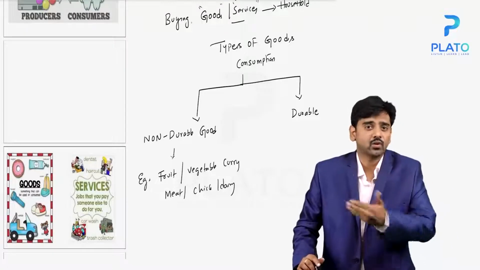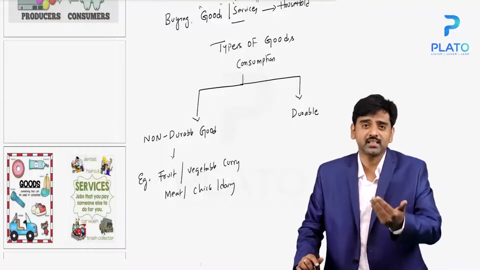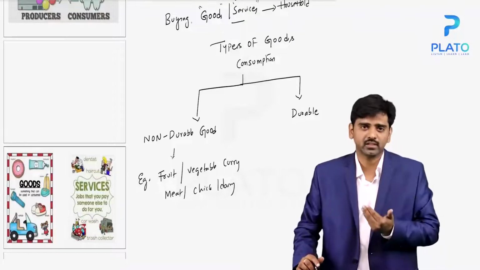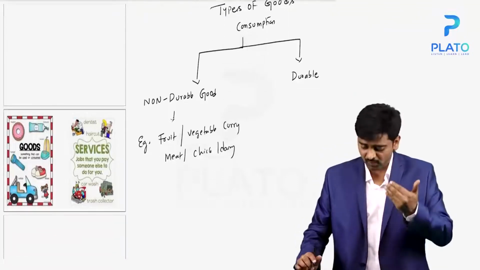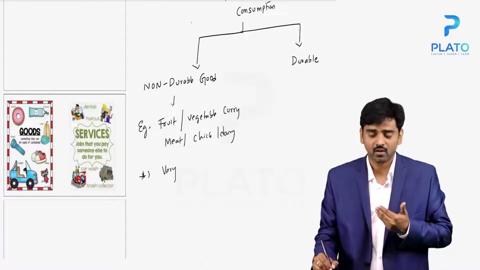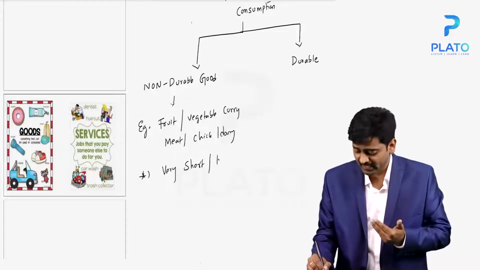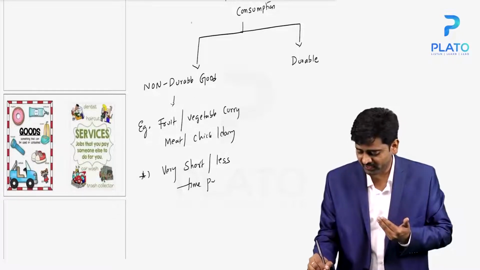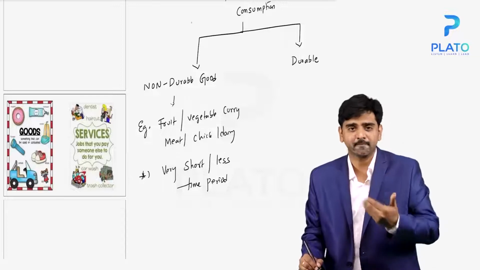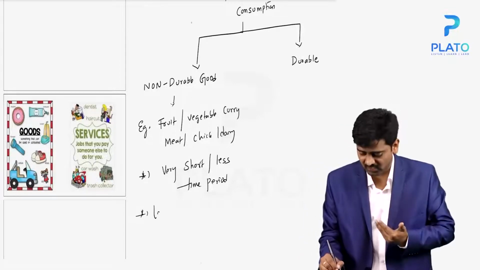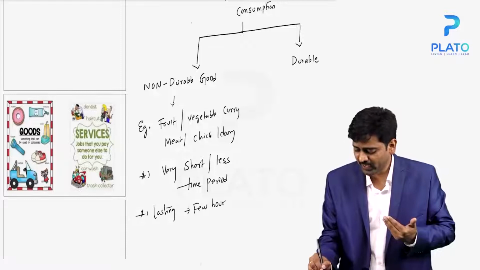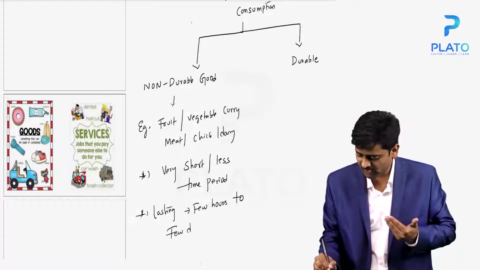Can they be utilized once again? No, they cannot be utilized. So the goods which cannot be reused or recycled are called non-durable goods. Another criterion for these goods is that they have a very short time span. Are you understanding, guys? They may be lasting from a few hours to a few days only.